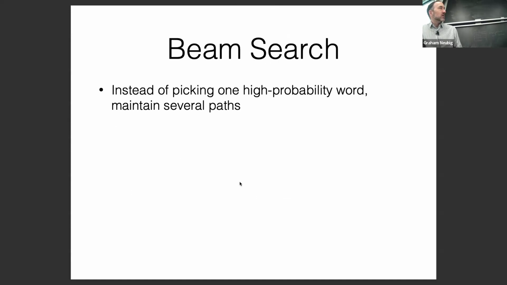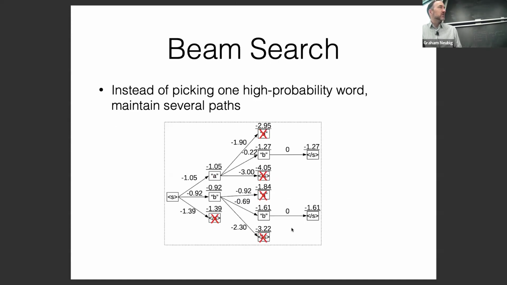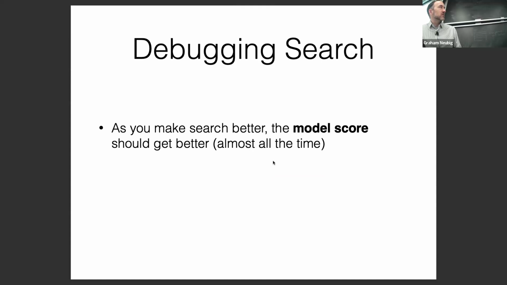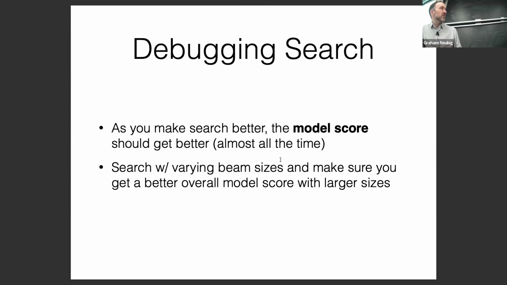And so beam search, as you know from the generation class, instead of picking one high probability word in your next step, you maintain several paths. And one way that you can fix this is as you make search better, the model scores should get better. So the log likelihood of the output should get better almost all of the time. So you can search with varying beam sizes and make sure that you get a better overall model score at the end. And you can even create a unit test testing this as well. I don't think that many people will be re-implementing beam search, so you might not need to worry about that too much. But in case you are doing anything with respect to search algorithms, it's a good thing to know.